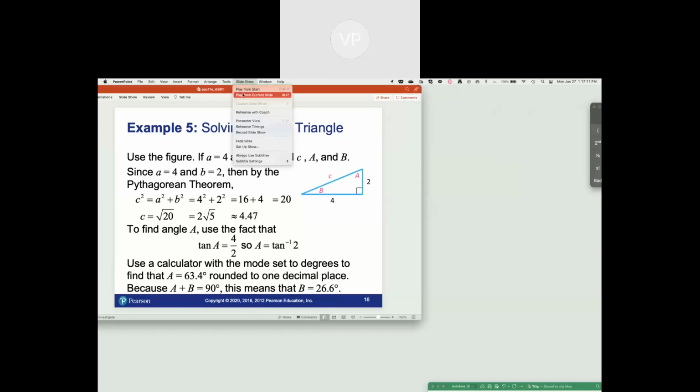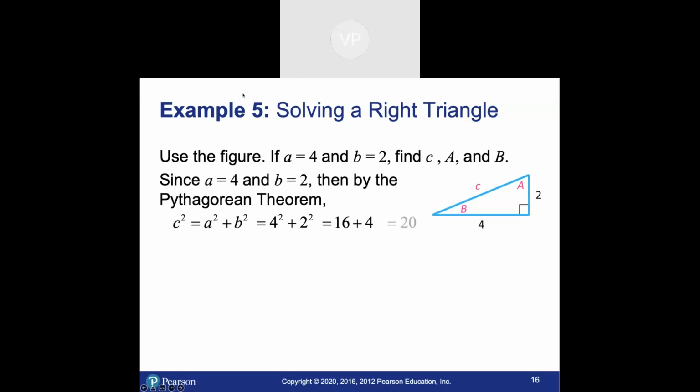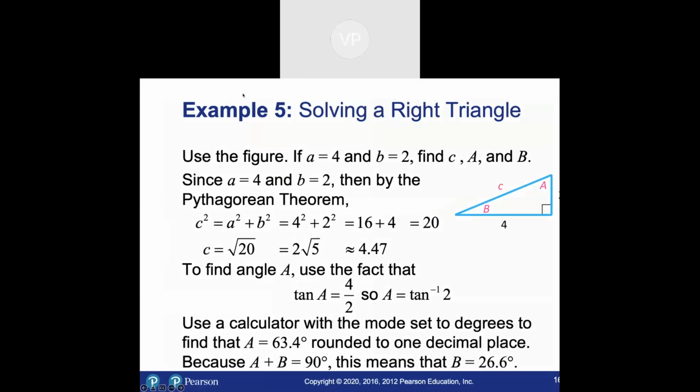Okay, so let's look at another example here.